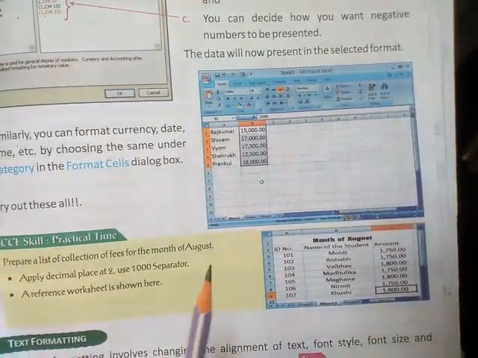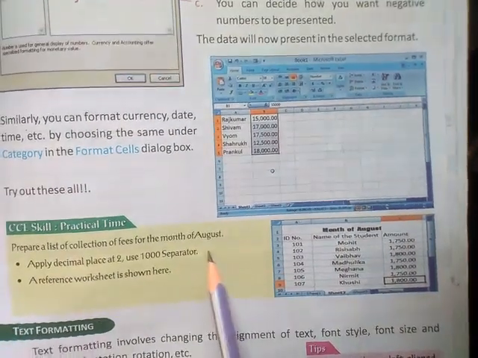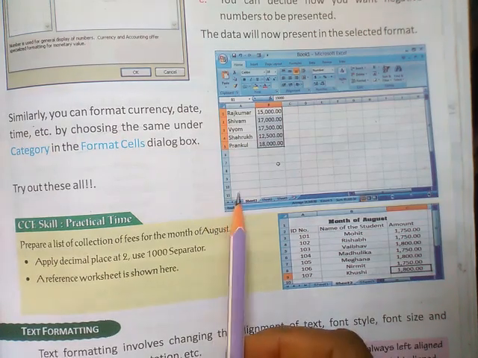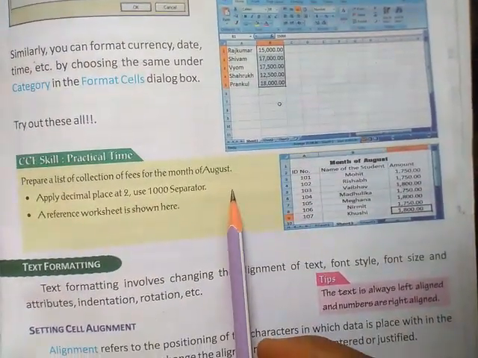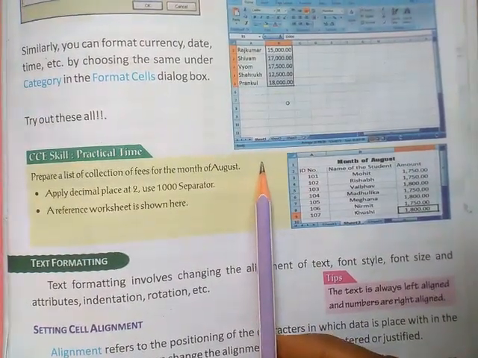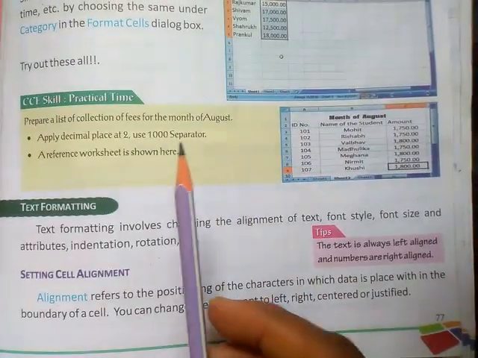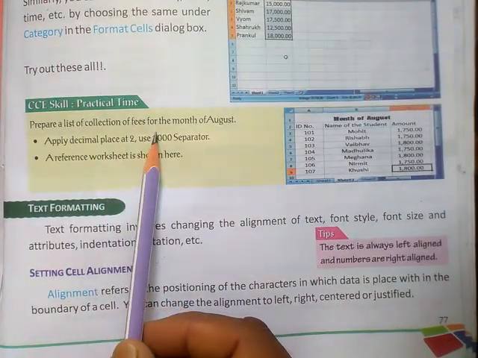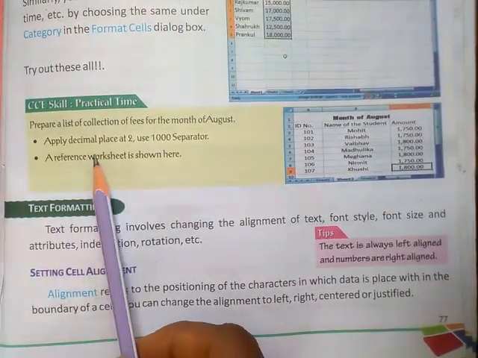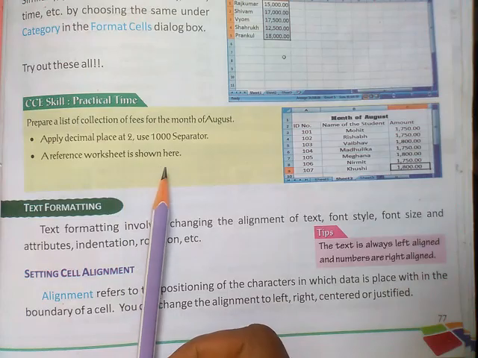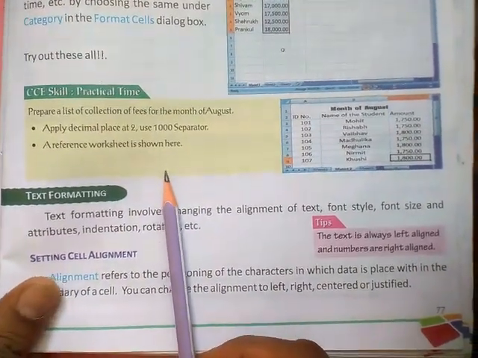Try out all this. You will understand after the practical. Okay, it is theory. I will tell you in the practical. And now next, CC skill practical time. Prepare a list of collection of fees for the month of August. Apply decimal place at 2. Use 1000 separator. A reference worksheet is shown here. It is for practical.